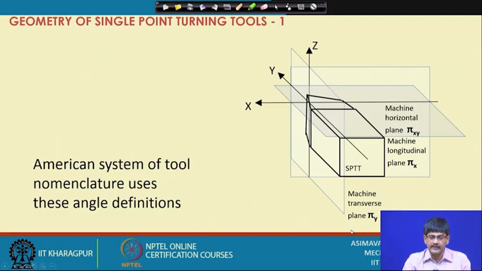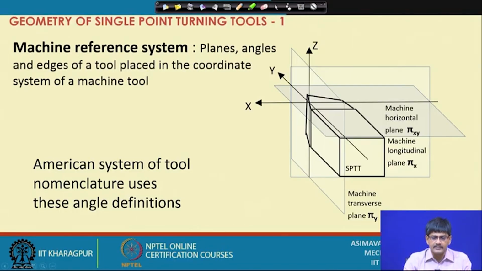the tool when placed in a coordinate system, the machine coordinate system, and once the tool is placed in the machine coordinate system, it starts having a relationship with the different planes. Okay. So, this is our tool. What is this tool doing? The tool is having the 3 planes attached to it. These are the 3 directions: z axis, x axis, y axis.